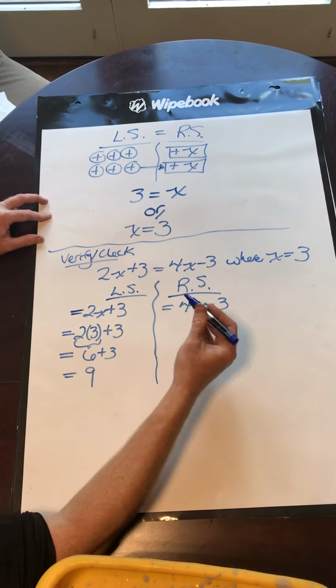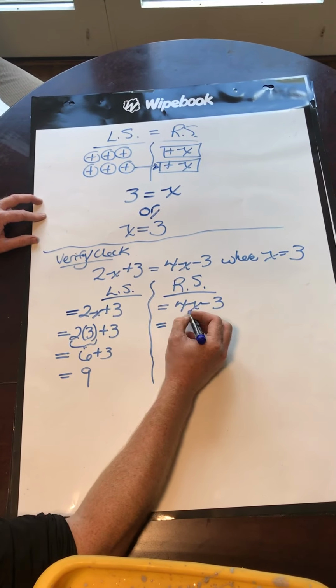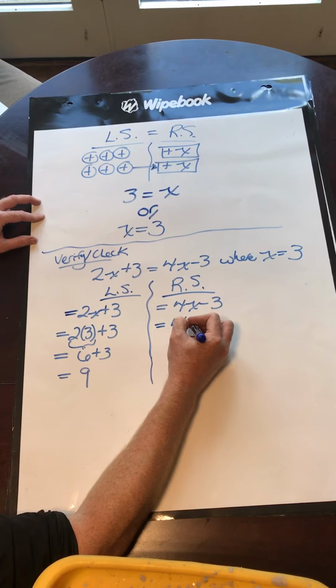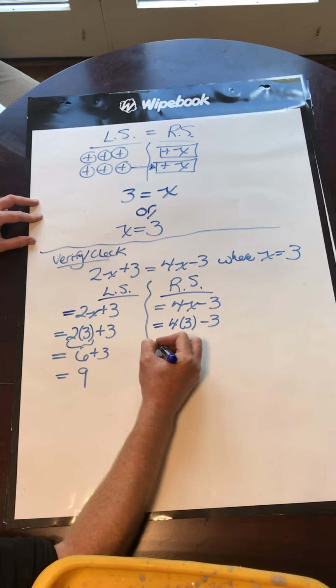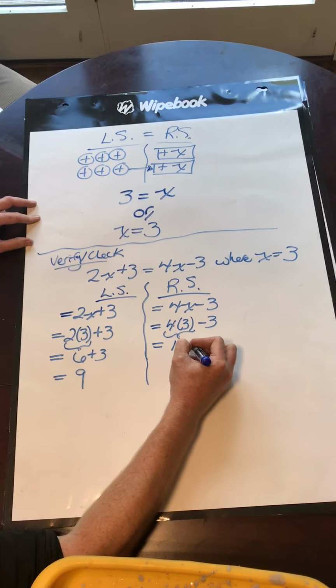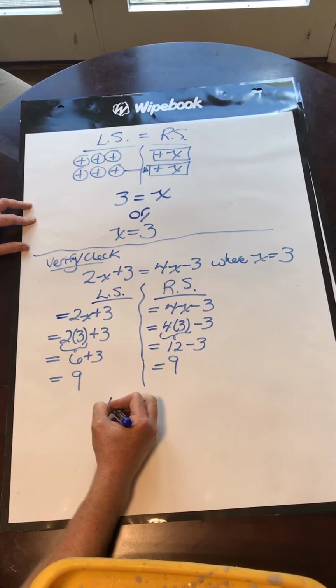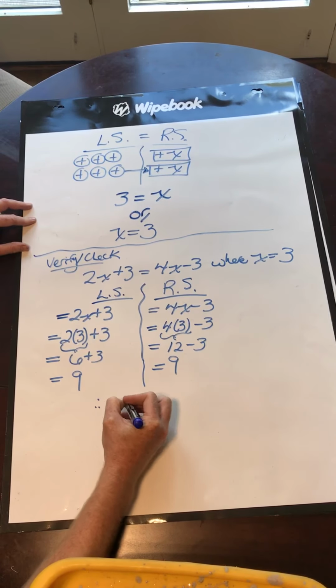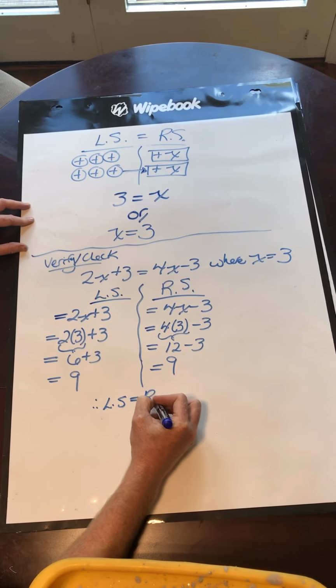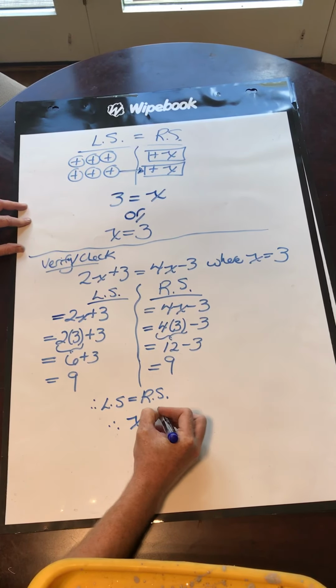On the right side, I have 4x minus 3. I substitute in for x. 4 times 3 minus 3 is equal to, I do the multiplication first. 12 minus 3 is equal to 9. Therefore, the left side is equal to the right side. Therefore, x is equal to 3.